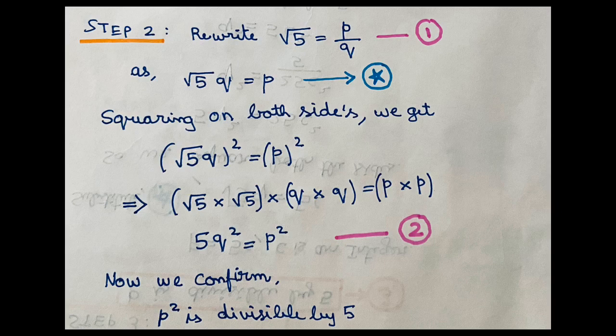In step 2, we are going to rewrite p in terms of q. Hence we get the star equation as p is equivalent to root 5 times q. And squaring on both the sides and solving it, we get 5 times q raised to the power 2 is equivalent to p raised to the power 2. From equation 2, we can conclude that p square is divisible by 5.